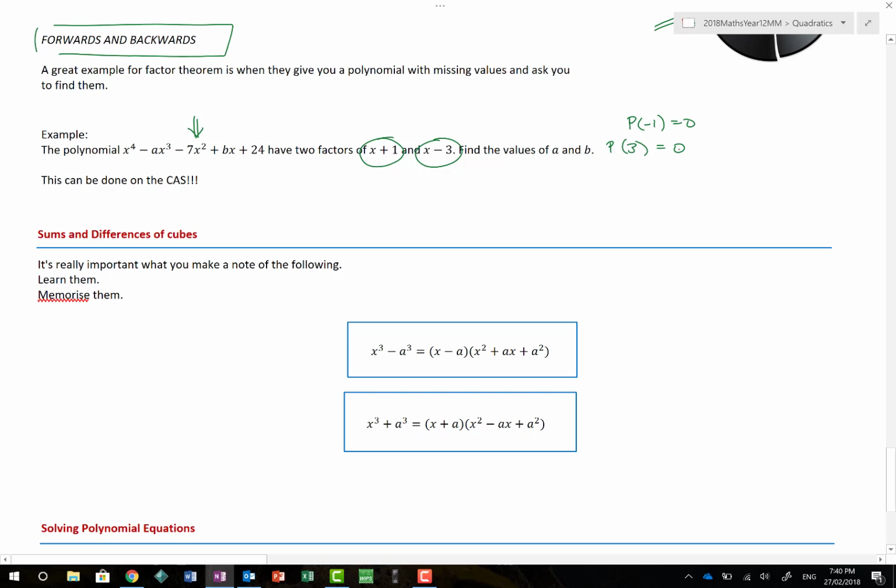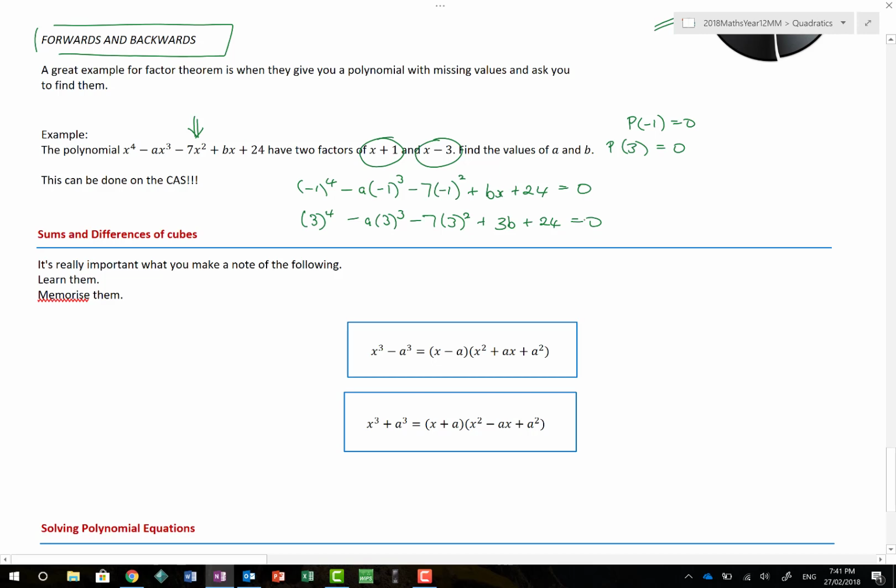All right, how? Well, let's put minus 1 in. So we get minus 1 to the power of 4, minus a times minus 1 cubed, minus 7 lots of minus 1 squared, plus bx plus 24. When I put that in, I get 0 out. And when I put 3 in, so 3 to the power of 4, minus a times 3 cubed, minus 7 times 3 squared, plus 3b plus 24 equals 0.